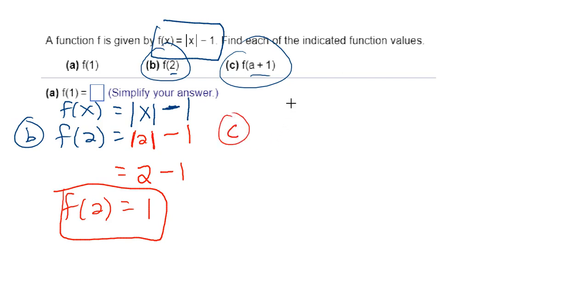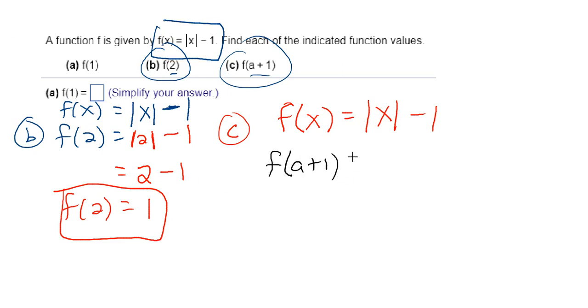For part C, we'll do the same thing. We'll start with the function, right? We have f of x equals the absolute value of x minus 1. But this time we want to find f of a plus 1. So again, I'm going to do the same thing we just did on the last example. Everywhere there's an x, I'm going to replace it with a plus 1. So I'm going to do the same thing on the right-hand side. Wherever I see an x, I'm going to replace it with a plus 1. And then you try to simplify.